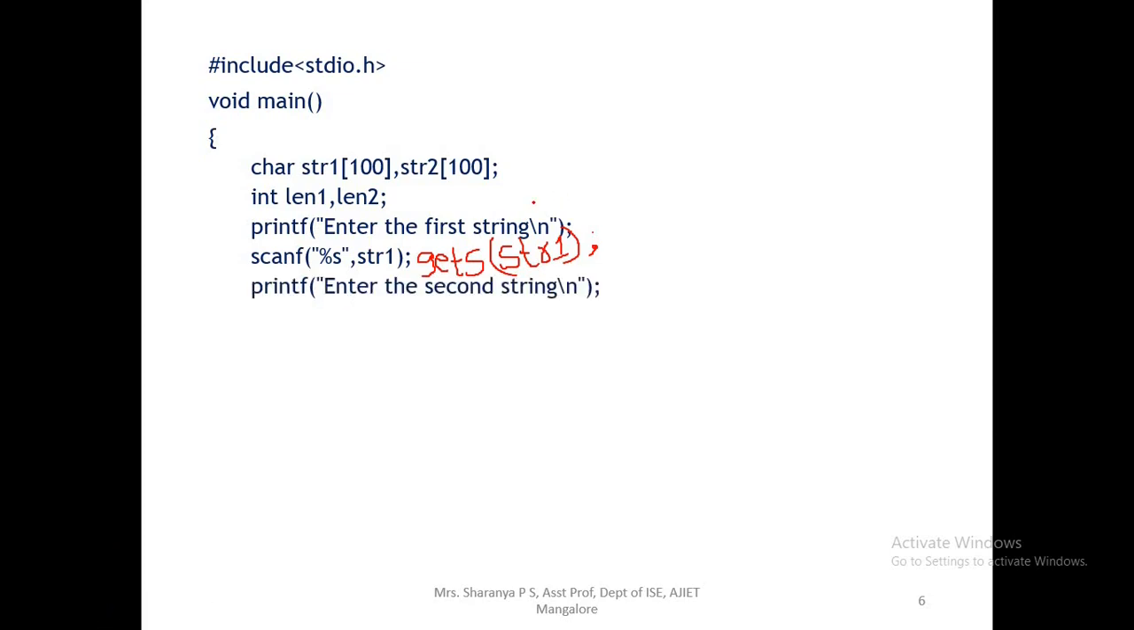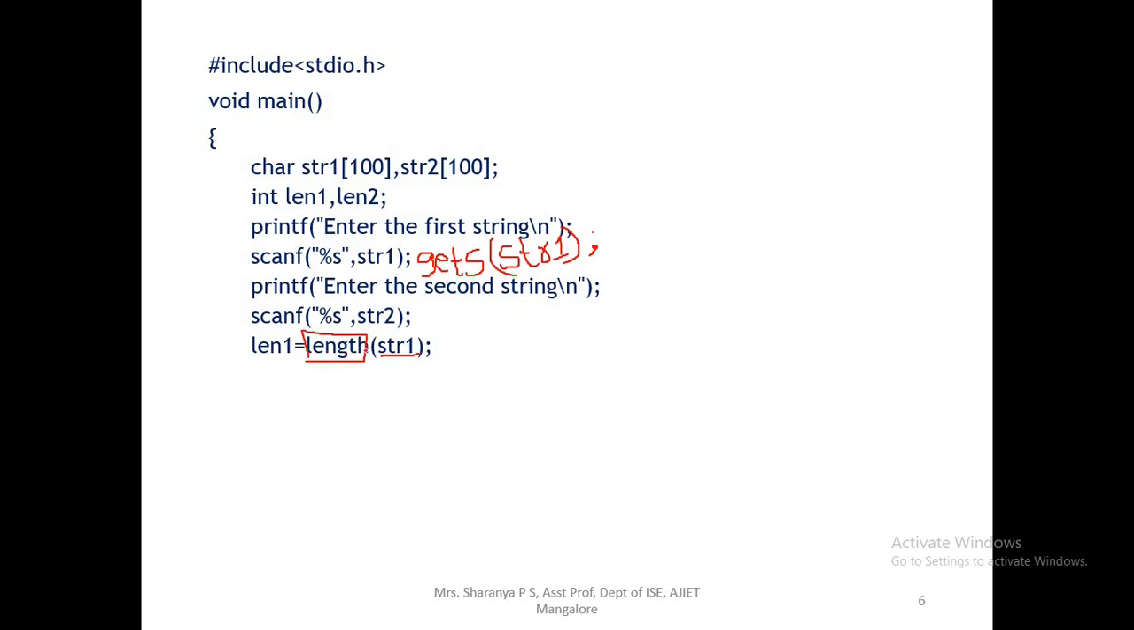Moving on, it is optional. Either we can replace the scanf with gets or we can read just with the scanf statement. Next, enter the second string, and we are reading it with the scanf statement, and here we are computing the length. That is, which length we have to find. String 1's length I have to find, and here this length is nothing but a function.